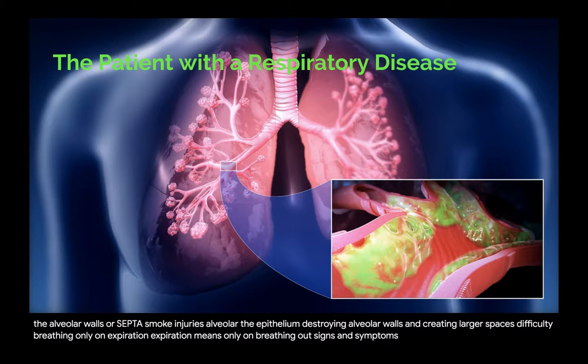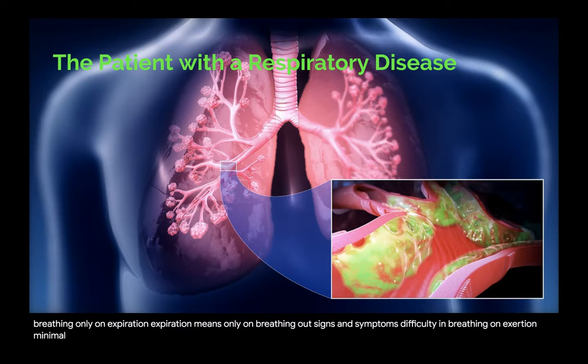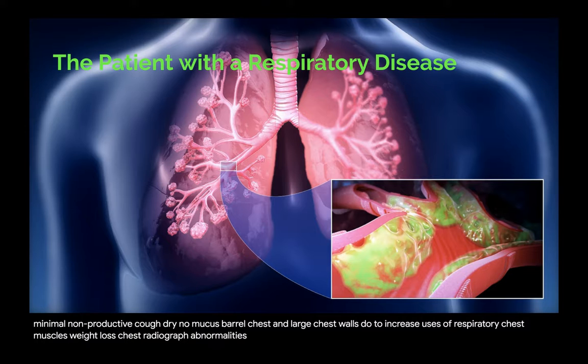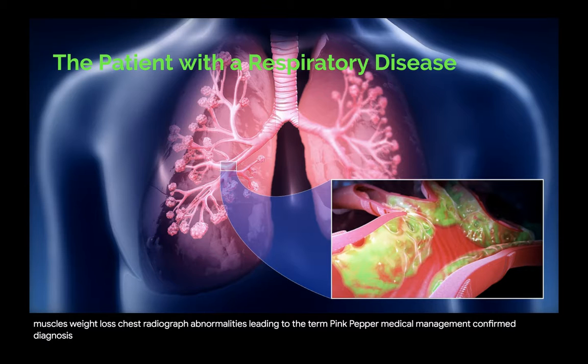Signs and symptoms: difficulty in breathing on exertion, minimal non-productive cough, dry, no mucus, barrel chest, enlarged chest walls due to increased use of respiratory chest muscles, weight loss, chest radiograph abnormalities, purses lips to forcibly expel air, leading to the term pink puffer. Medical management: confirm diagnosis with spirometry and determine severity.